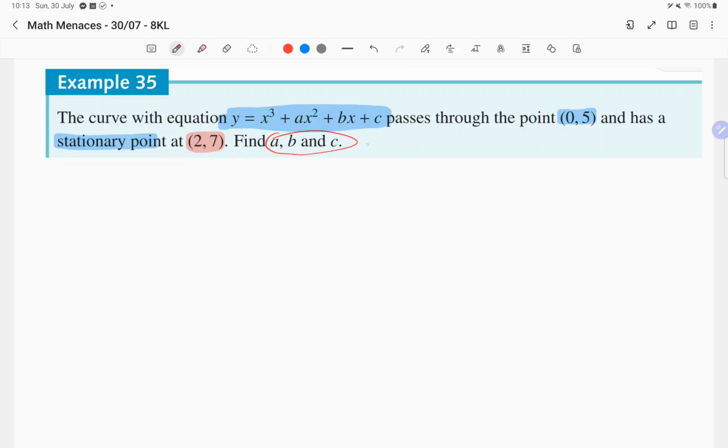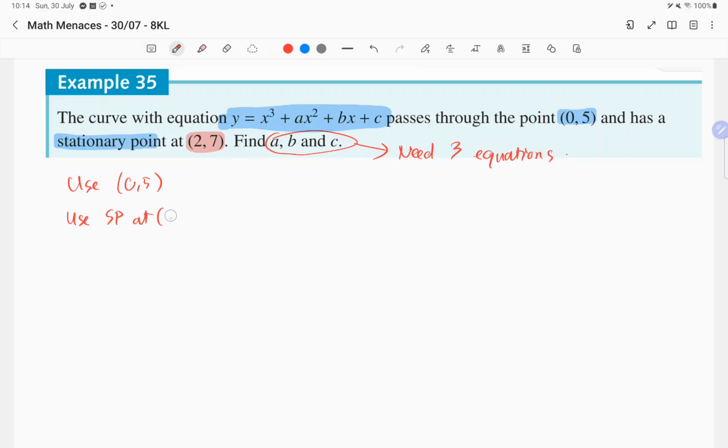When there are 3 variables, how many equations do we need to solve these? For each variable we're trying to find, you need 1 equation, so 3 variables means you need 3 equations. How do we form 3 equations here? You substitute each point into the original? Yep.